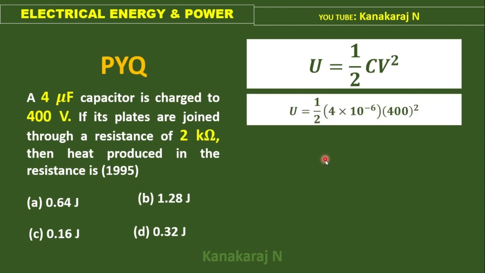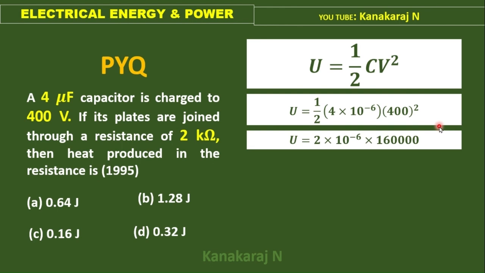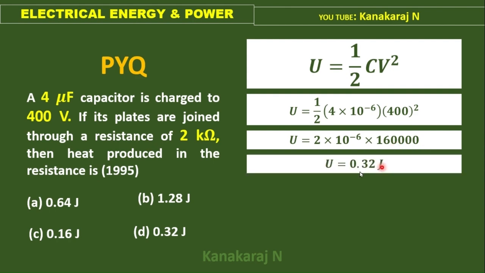Let us substitute 1 upon 2, in the place of C, 4 multiplied by 10 power minus 6, in the place of V, it is 400. On simplifying this, we get 2 multiplied by 10 power minus 6 multiplied by 160,000. Then again, the epsilon becomes 0.32 joule. So the option D is correct.